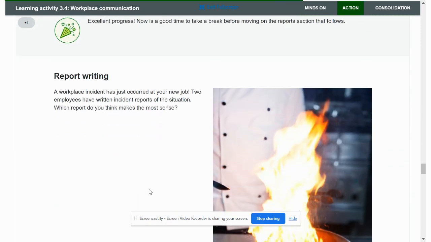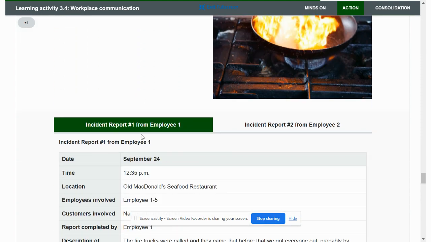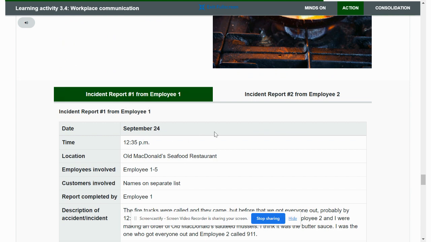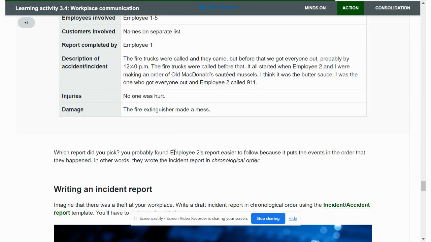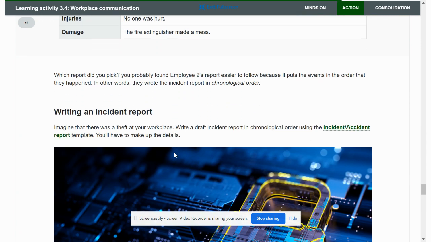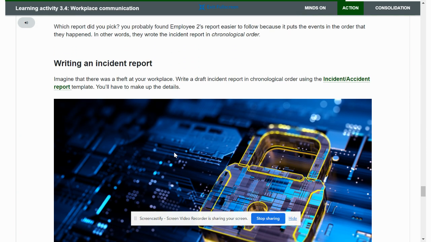Report writing is also a big thing that you may or may not have to do at your work in the future. Incident reports are often things that employers might have to fill out. So here is an example of two different incident reports that you could go through. And then for your own portfolio, you can fill out an accident or incident report.